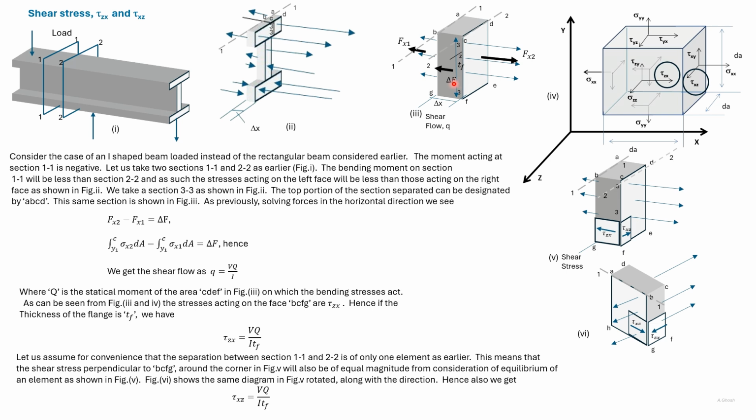For equilibrium, a force delta F must act on the section 3-3. So we get this expression. Now consider the underside of this flange to be at a distance y1 from the neutral axis, and the top of the flange to be at a distance c from the neutral axis. Then Fx2 and Fx1 can be written in this form.